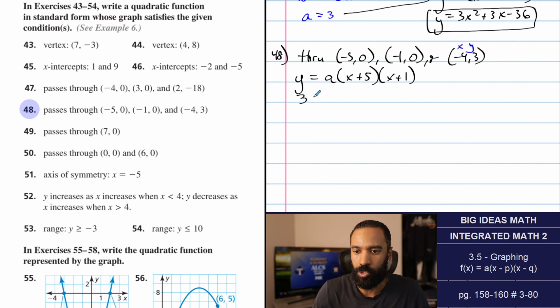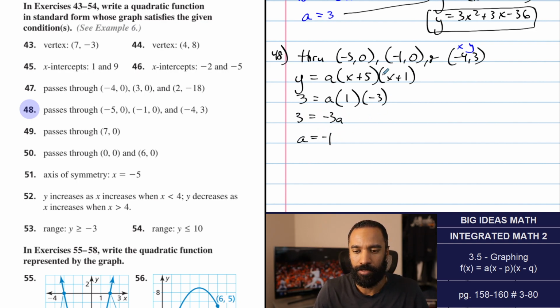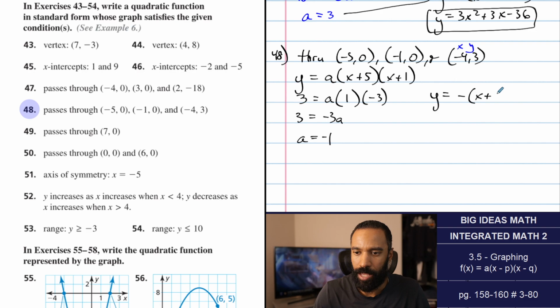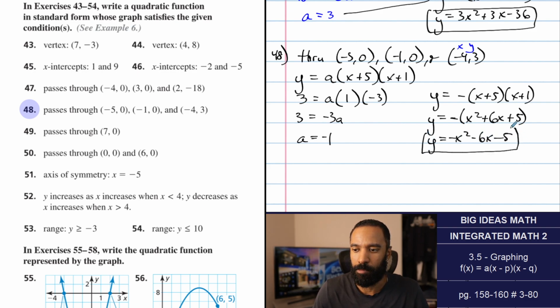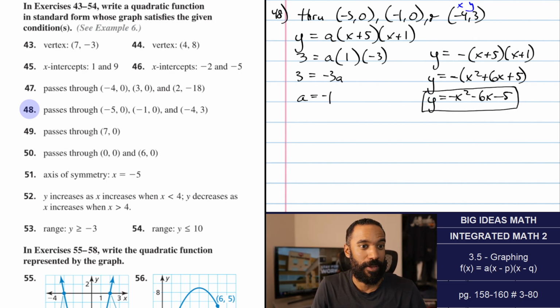So 3 equals a times, negative 4 plus 5 is 1, negative 4 plus 1 is negative 3. So 3 equals negative 3a, and a equals negative 1. So now we have an equation that says y equals negative x plus 5 times x plus 1. Let's FOIL that out. Keep the negative on the outside to begin with. X squared plus 6x plus 5. Distribute the negative. We'll get negative x squared minus 6x minus 5. On the second problem of each of these, I'm not going to sit around spending time doing it if we do one already.